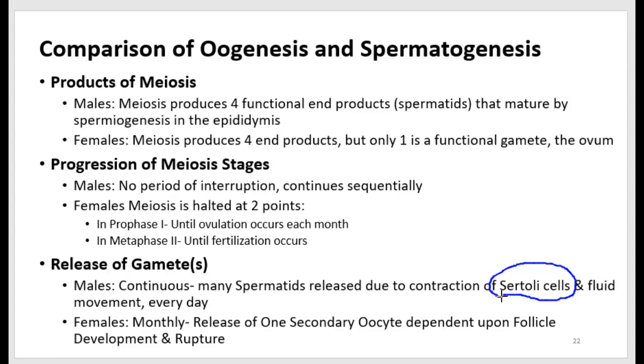In females, there's a release of just one gamete, a secondary oocyte, each month. Not a bunch every day. And its release is dependent upon growth of the follicle and rupture of the follicle. Again, part of this is due to fluid, because there's fluid development in that antrum, and the pressure will build, causing the rupture. So that's a little bit similar, but it's not a flow of fluid through a tube.